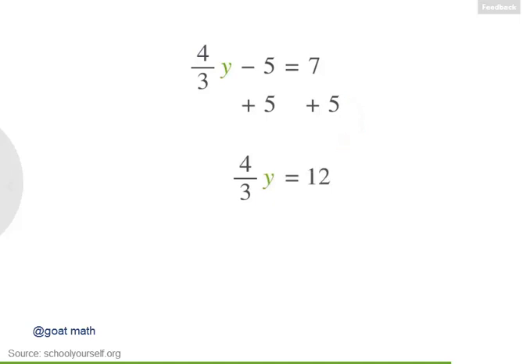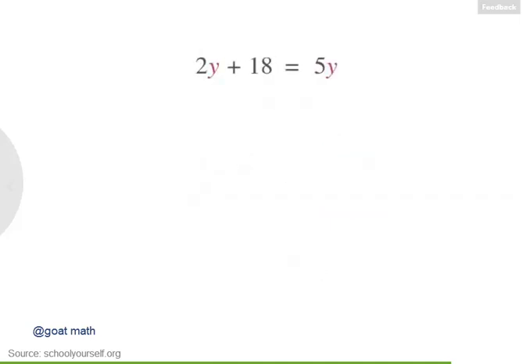Then we can multiply both sides by the reciprocal of 4/3, which is 3/4. These two fractions multiply to 1, so on the left we have y by itself. And on the right, 12 times 3/4 is 9, so y equals 9. Next, take a look at this equation. 2y plus 18 equals 5y.